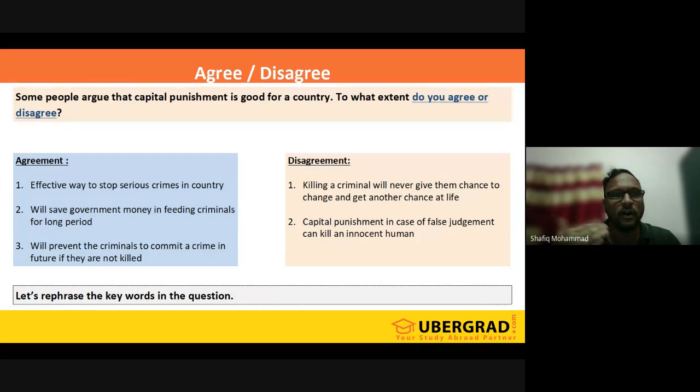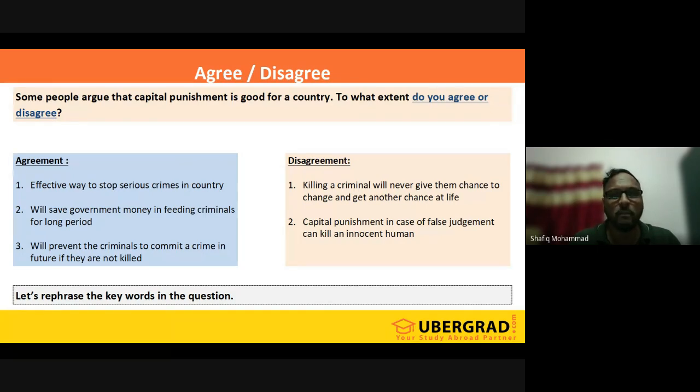Yes. Or if you say, will save the government's money in feeding the criminals for a longer period of time. Okay, you can say that too. Will prevent the criminals from committing a crime in the future if they are not killed. Okay, so sometimes people think that these are very harsh, but when the crime is really brutal, I think these points are quite good to tell, right?